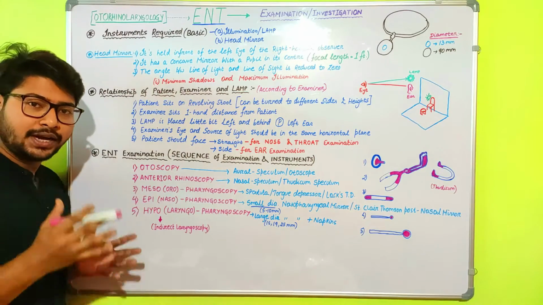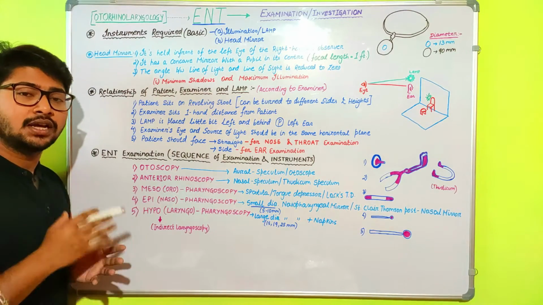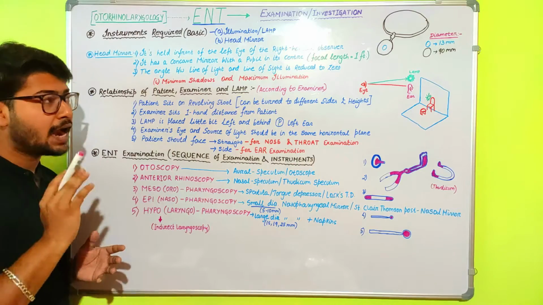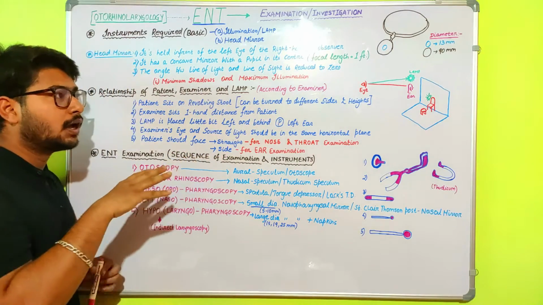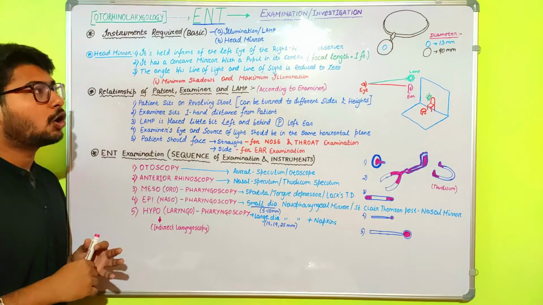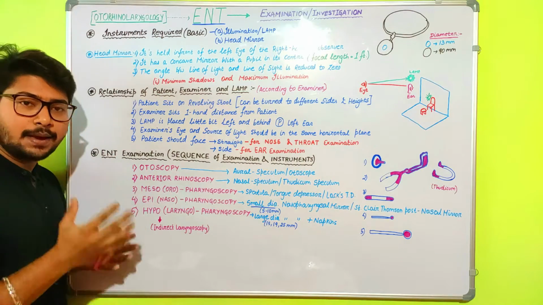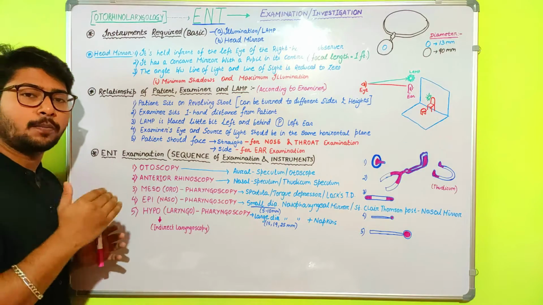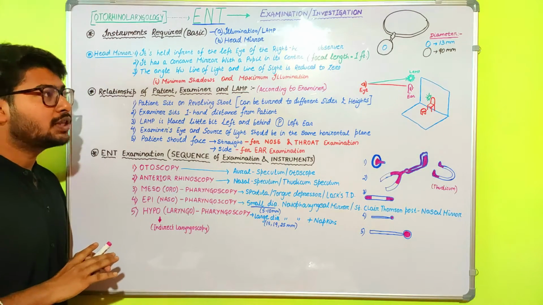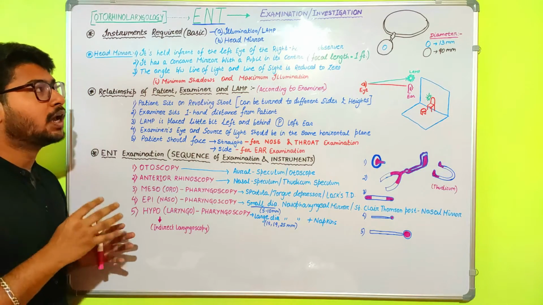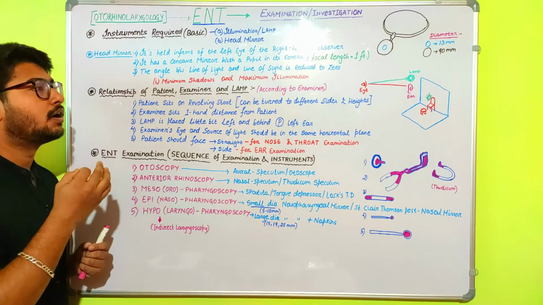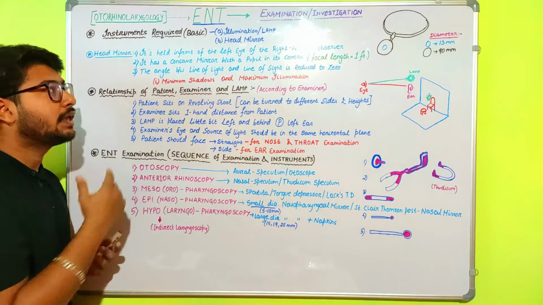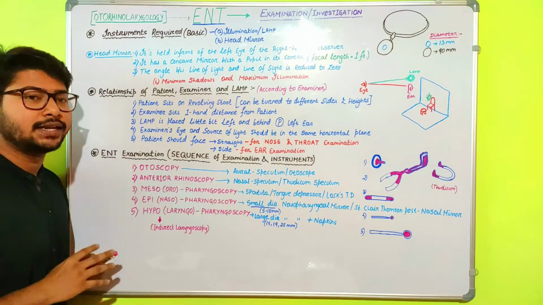These are the illuminating lamp, and the second one, the examiner should have the head mirror. The illumination lamp means the examining room should be properly lit so that we can see each bit of obstruction or each bit of foreign substance in the ENT organs more clearly.